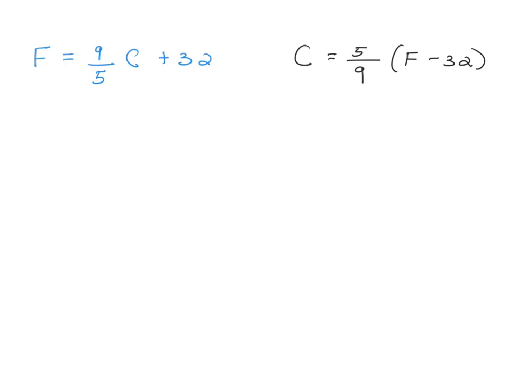There are two formulas when converting between Fahrenheit and Celsius degrees, one that takes you from Celsius into Fahrenheit, and then one that goes from Fahrenheit into Celsius. Notice that one of the formulas does not have parentheses and the other one does. Now, why is this the case?